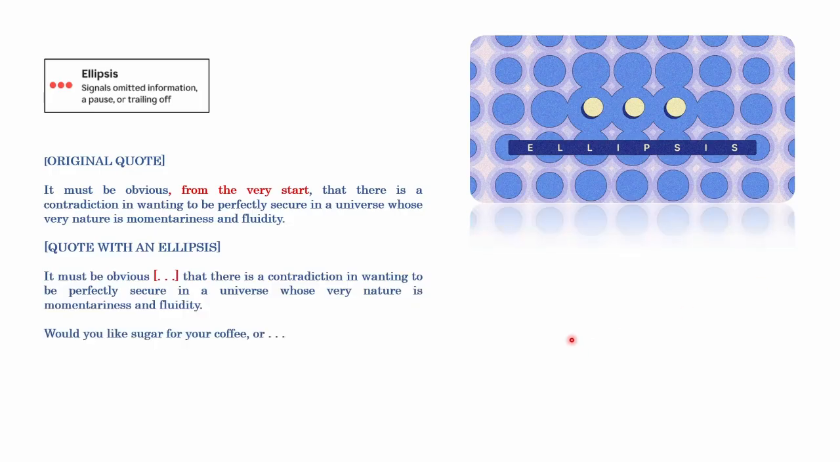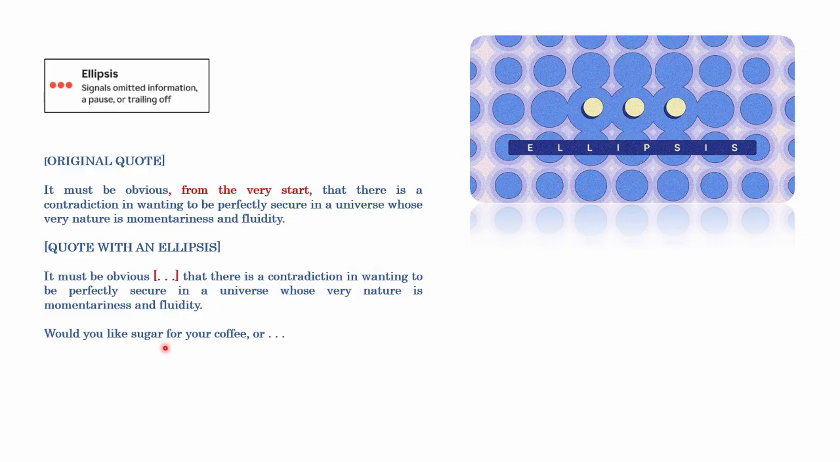Ellipsis is symbolized by three dots or periods. It is used to signal omitted information, a pause, or trailing off. In the first example, there's a fragment of a sentence in red. We can remove that sentence and replace it with an ellipsis. You need to pay attention to which sentences will be replaced with an ellipsis so that the grammar of the sentence remains correct. This is an example of trailing off in silence.